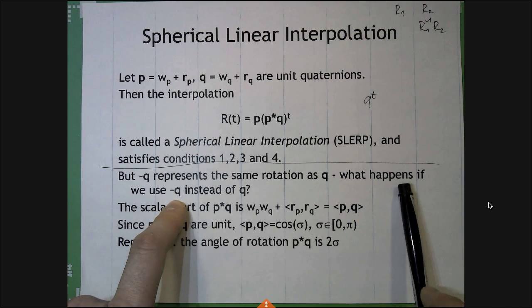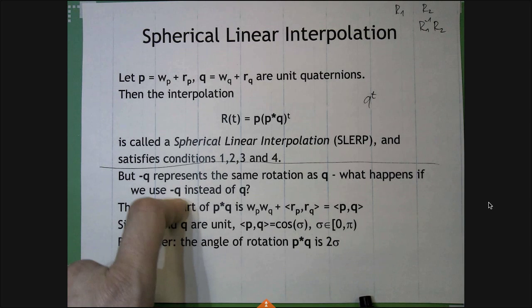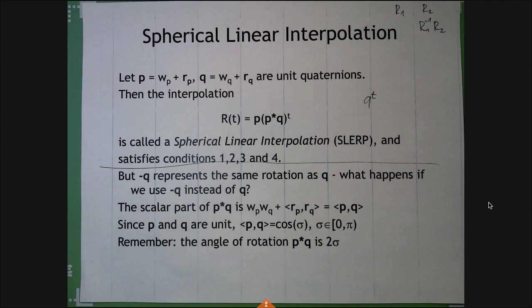What happens if you use minus q instead of q? You might think that nothing happens because they really represent the same rotation, right?